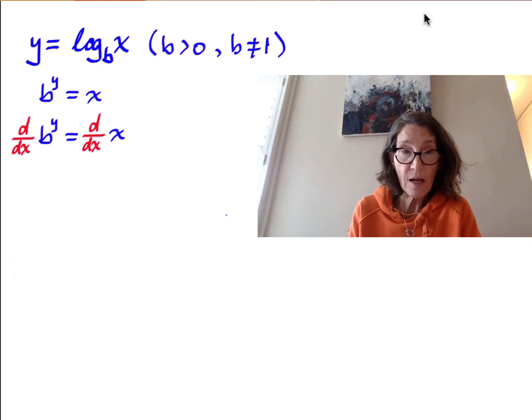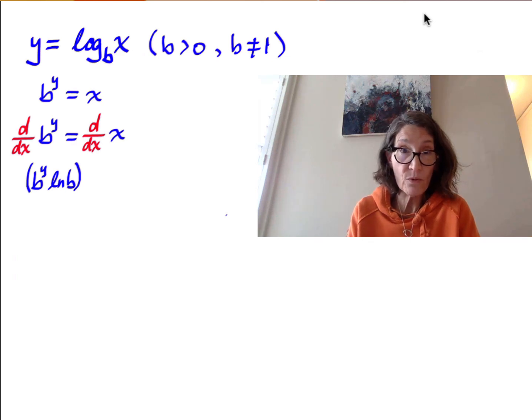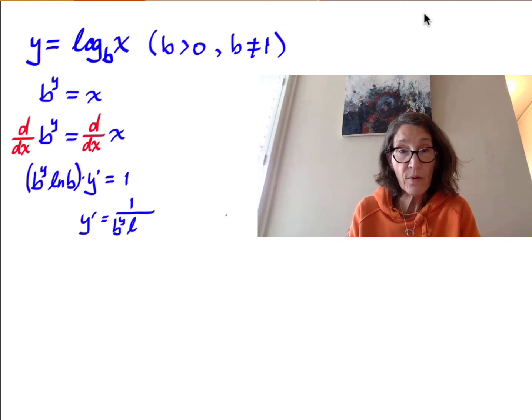So on the left side, it's the derivative of the outside. Using our rule for exponential functions, it's b to the y times natural log of b, but we have to multiply that by the derivative of the inside function, y prime. And that's equal to the derivative of x, which is just 1. So now we just divide both sides by b to the y times natural log of b, and we get y prime is 1 over b to the y times natural log of b.